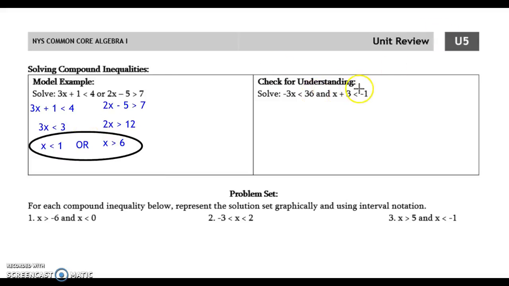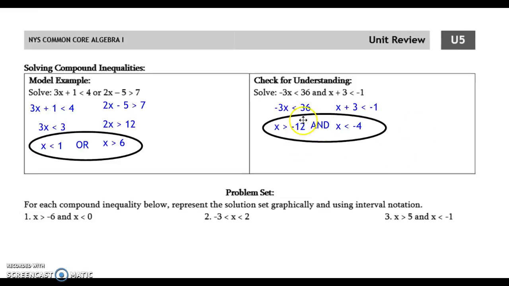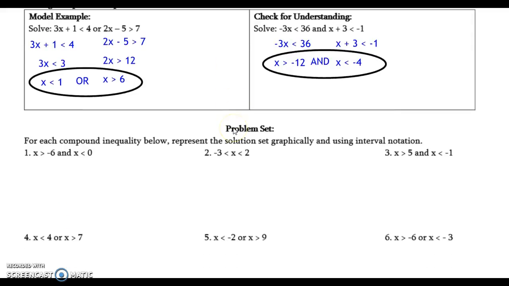Now do the check for understanding. Pause the video so that you don't see the correct answer until you're ready. Here you can see that we solved both inequalities. This inequality sign had to flip because we divided by -3. Both of them are put together with the word "and" in the middle. Now move on to the problem set.